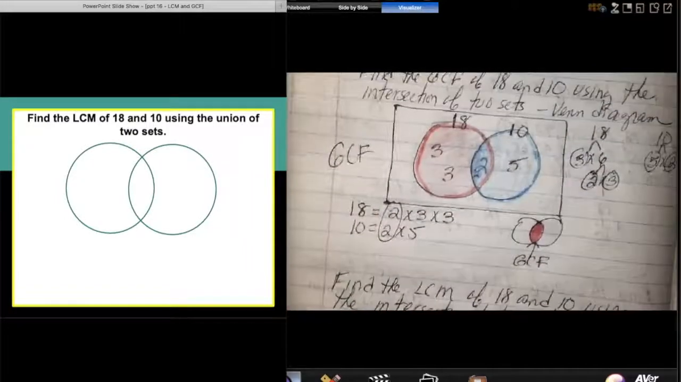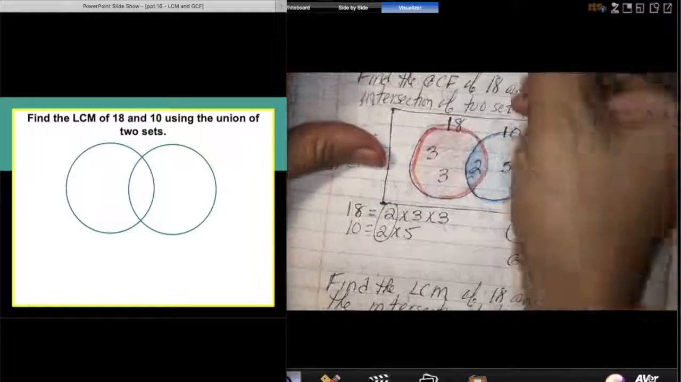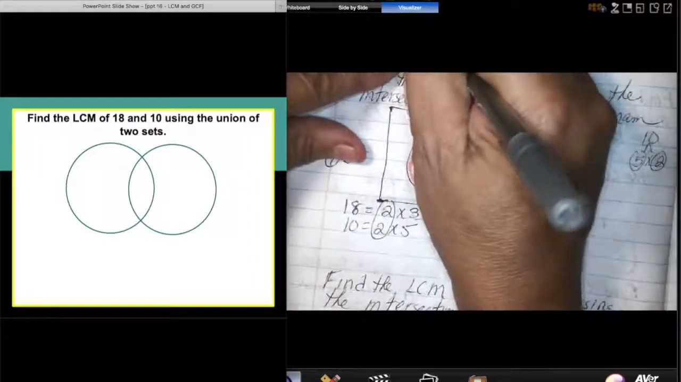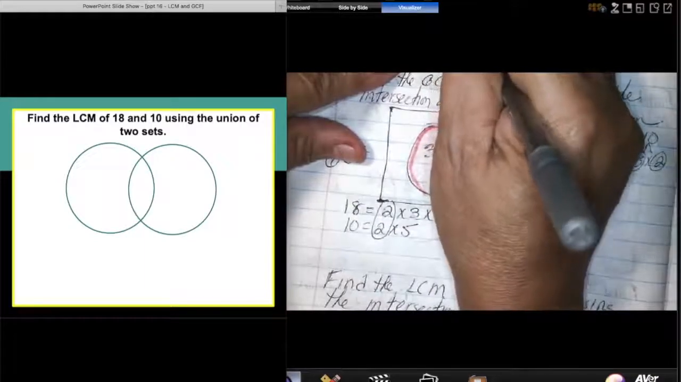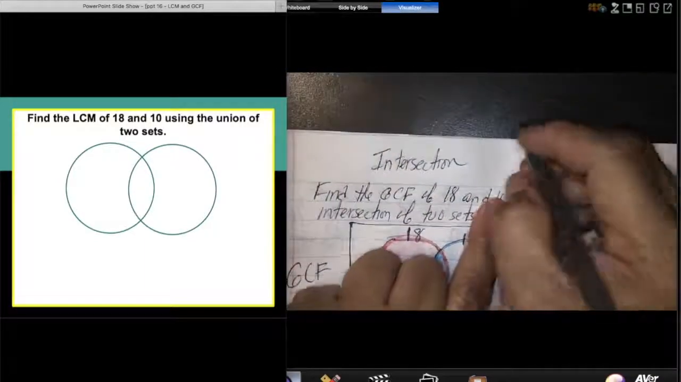Okay, let's title this right above this. So this is the intersection of two sets method. Include your date and page number, please.